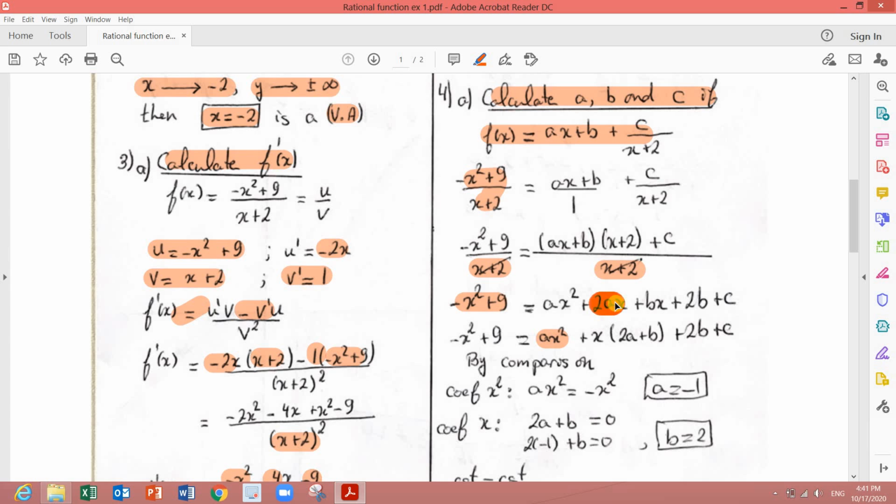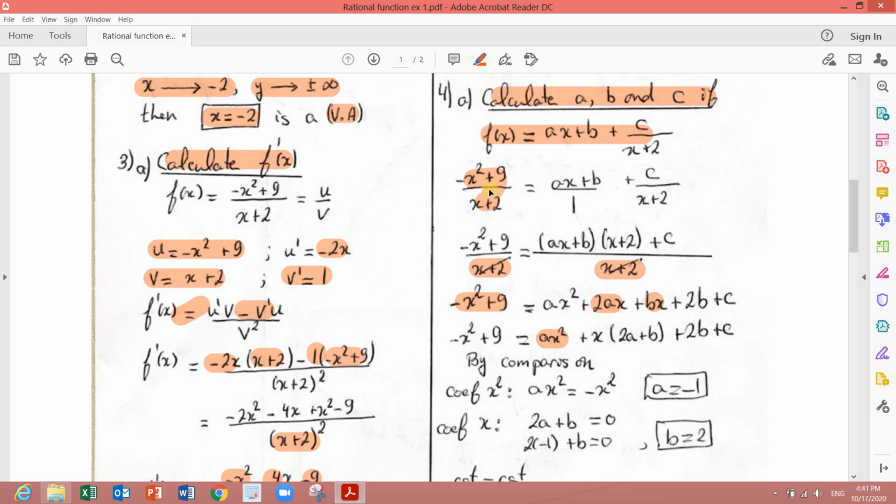2ax plus bx. To add them, I take x common. I cannot add a with b, so I take x common, remains 2a plus b plus 2b plus c. Now I will repeat. So we need to calculate a, b, and c if f(x) equals ax plus b plus c over x plus 2.